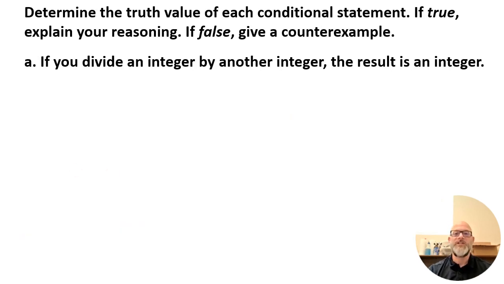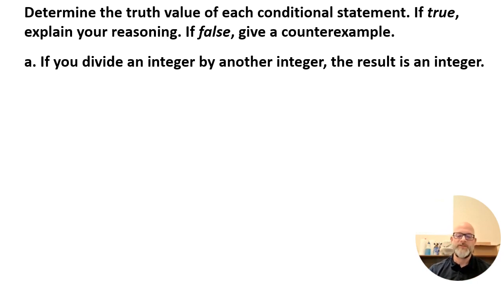Determine the truth value of each conditional statement. If it's true, explain your reasoning. If it's false, you have to give at least one counterexample. Okay, if you divide an integer by another integer, the result is an integer. Well, we have to know what an integer is. The integer is the set of numbers ... -3, -2, -1, 0, 1, 2, 3, ... Basically all the counting numbers, the negative version of the counting numbers, and 0.